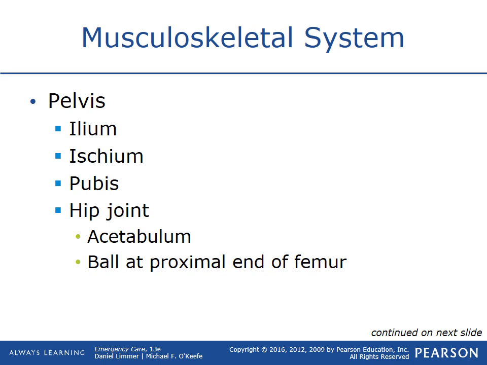It's the ball that's at the proximal, and there's that term. Proximal is closer to the torso. Distal is farther away from it. So the proximal end of the femur or the thigh bone is the acetabulum.